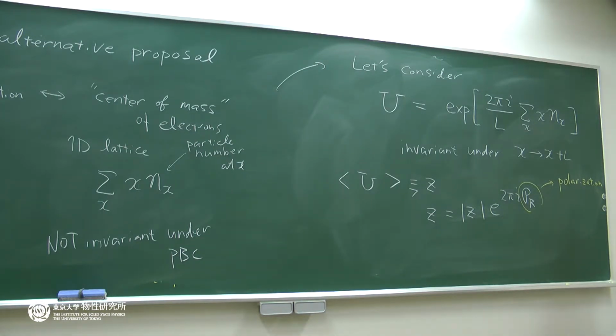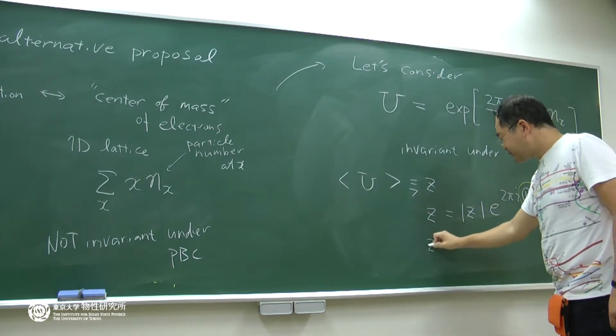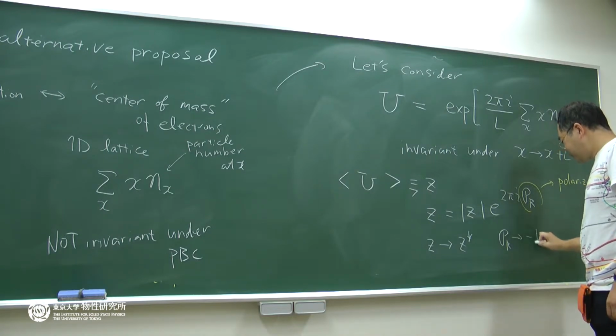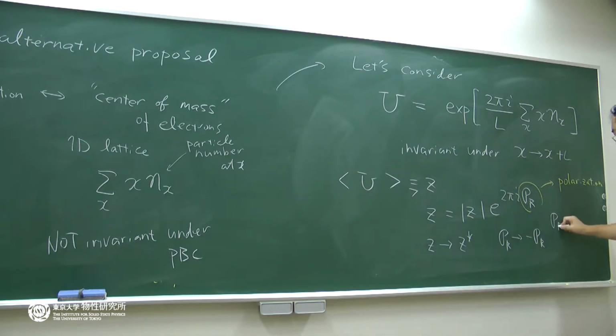The amplitudes would be different, of course, so that depends on the wave function. So you conjugate, right? And then after the spatial inversion, z transforms to z conjugate, then P_R must go to minus P_R, but this P_R is only defined modulo integer. Still, it is true that P goes to minus P modulo whatever. But the answer is that it's still different, right? The imaginary part of U is different from P_R defined in that way.